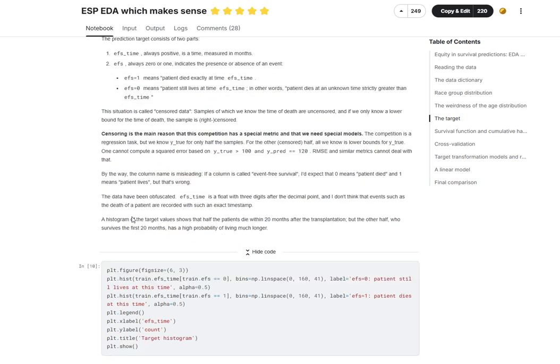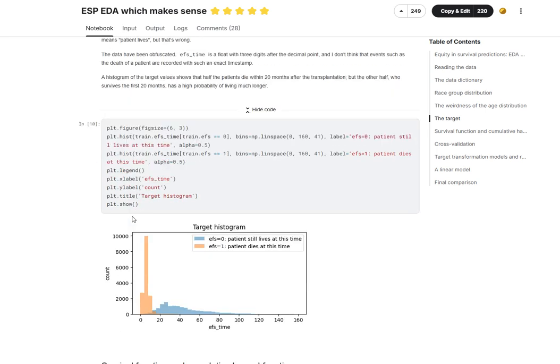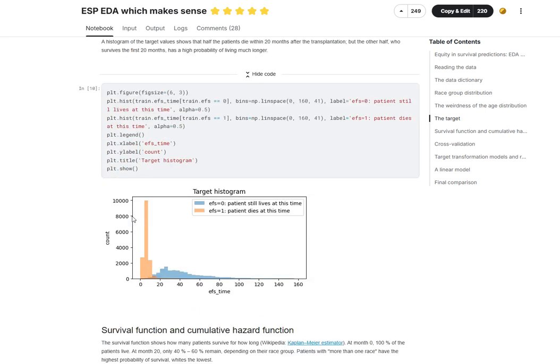This censoring is why we need special survival analysis techniques. We can't just use something like mean squared error, because we don't have the true death time for half the patients. The histogram of the target shows that many patients die within the first 20 months, but those who survive past that point tend to live much longer.